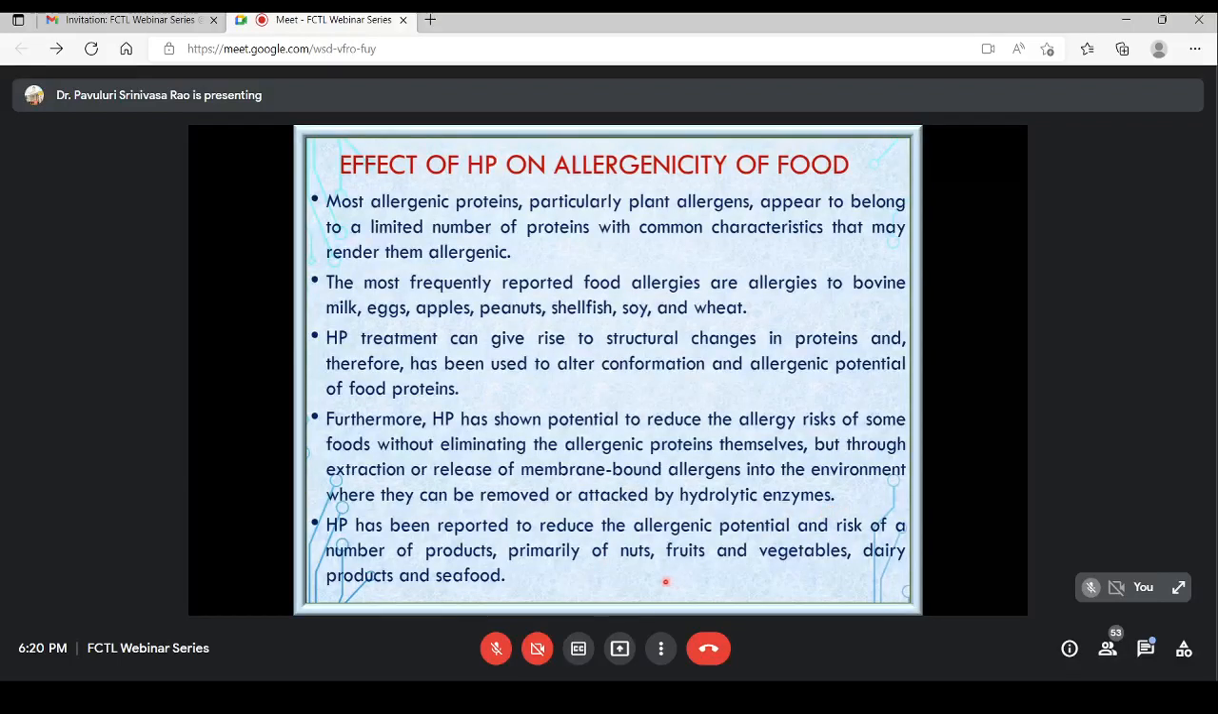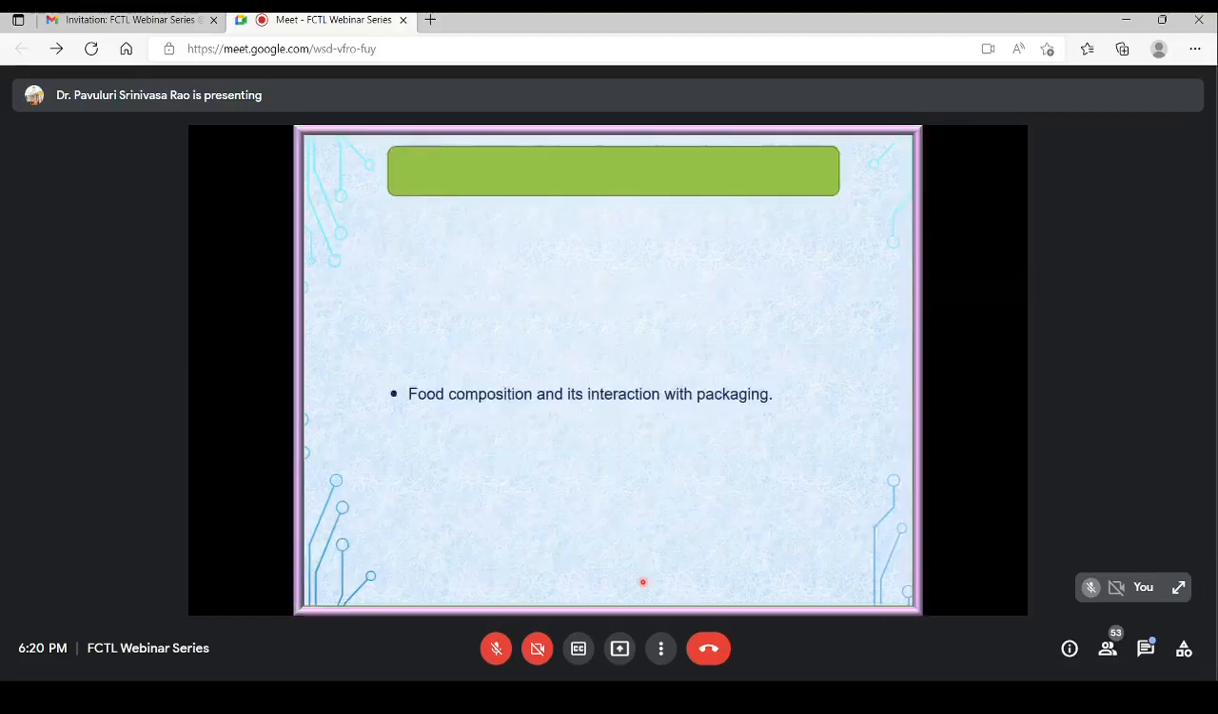High pressure processing has been reported to reduce the allergenic potential and the risk of a number of products, primarily nuts, in certain cases fruits and vegetables, dairy products, as well as seafoods. It has been researched, and of course people have reported it. So it has good potential.